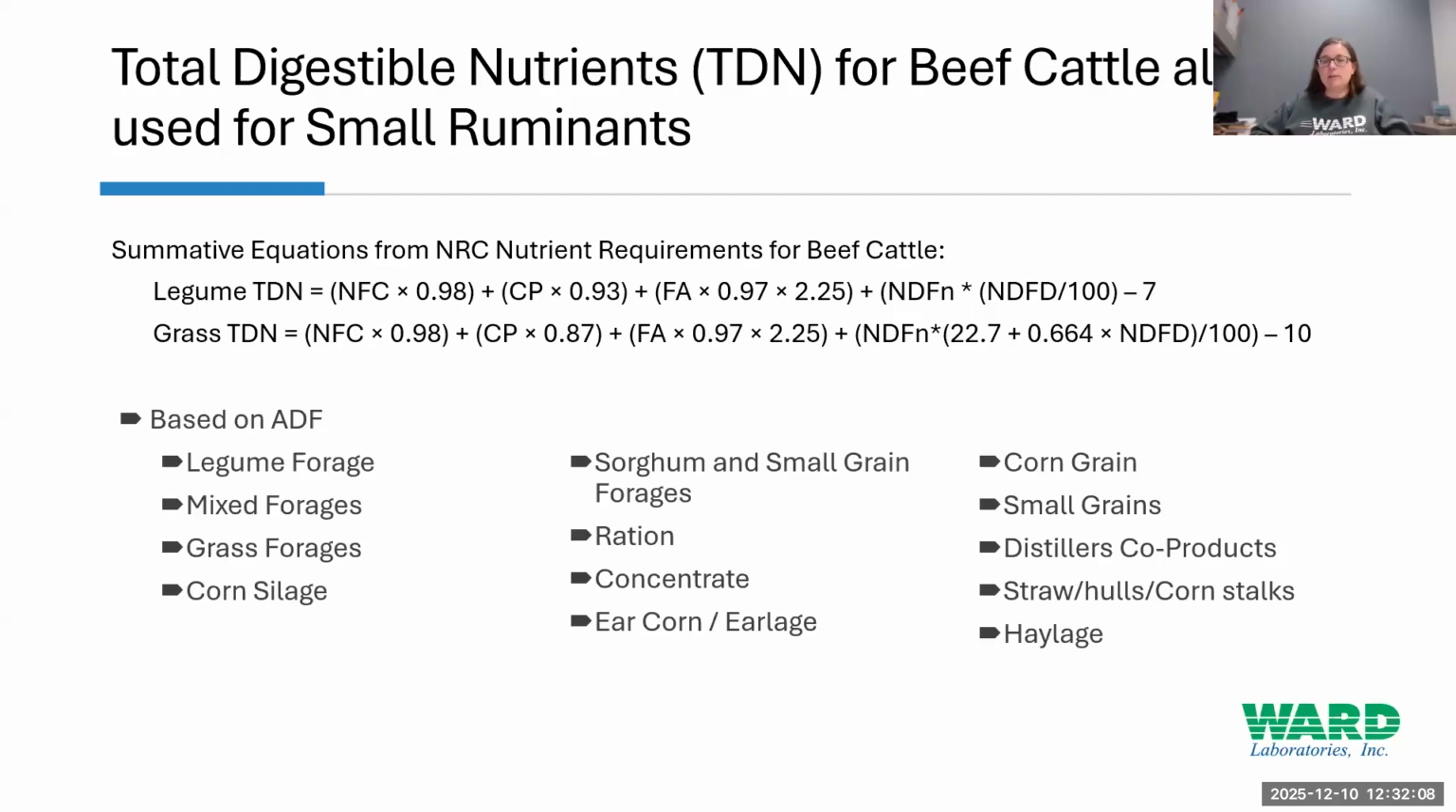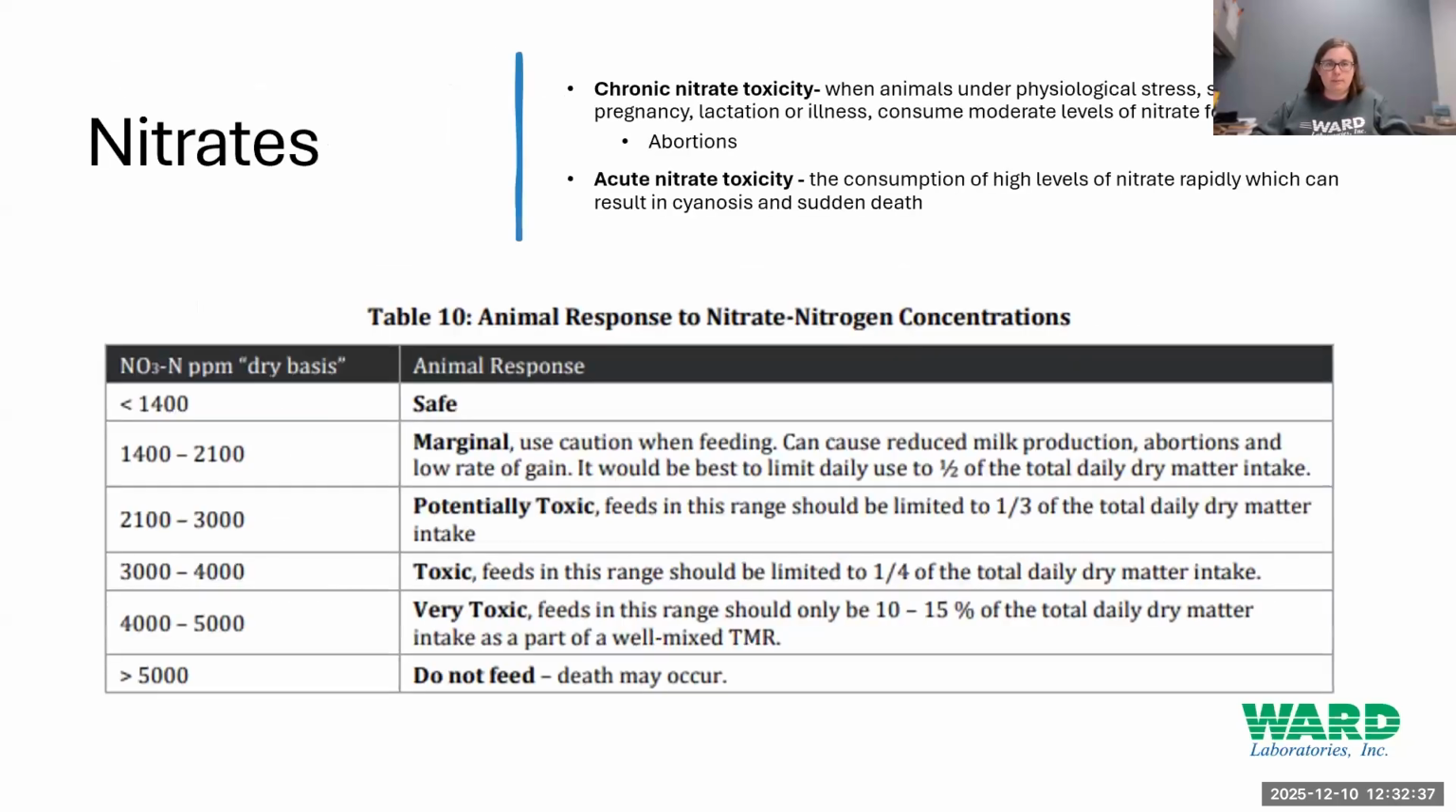TDN. That's where, if you get an unexpected TDN on a wet chemistry report, the first thing you should look at is, where is that ADF? Is that where we expect it to be for this feed? And kind of double checking those things. We have different equations based on different feed types, but it's all based on that one parameter. Ultimately, I prefer the summative equations. There are other people who prefer just the ADF equations.